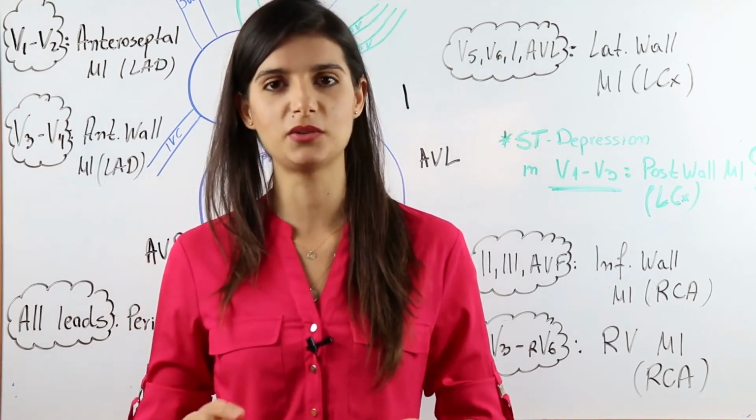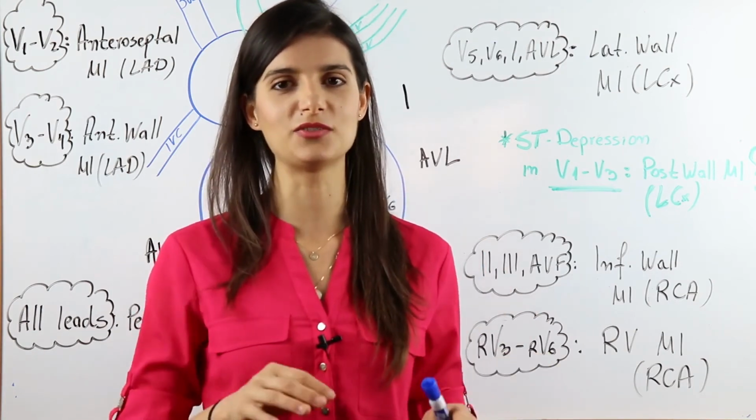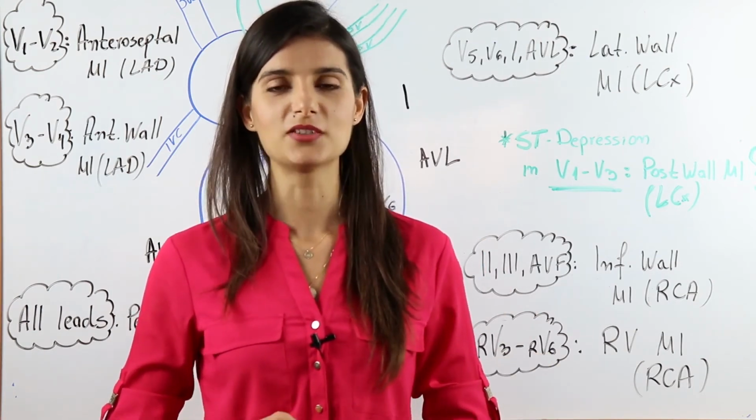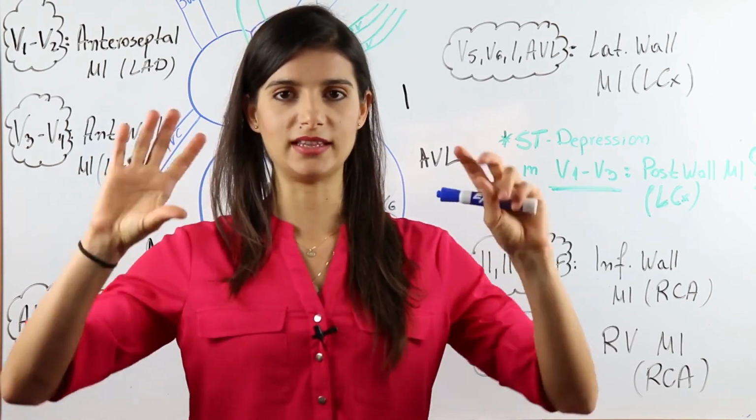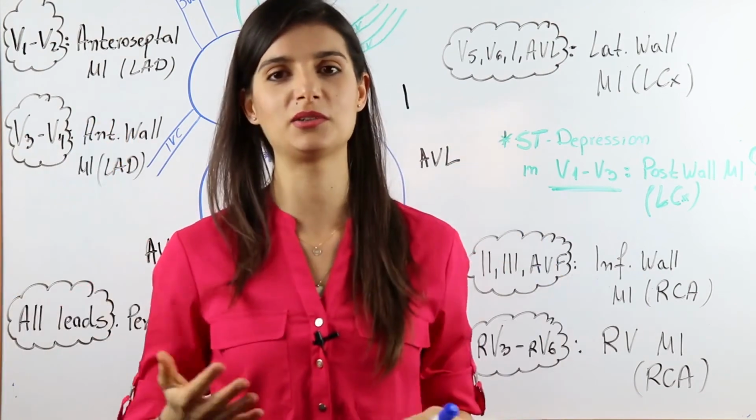Now, the second method, you won't be able to use it on your test, but you will see your attendings using it during your residency. So what they do is they take the EKG and they flip it upside down. Then they hold it onto the light and basically they will see the same changes.